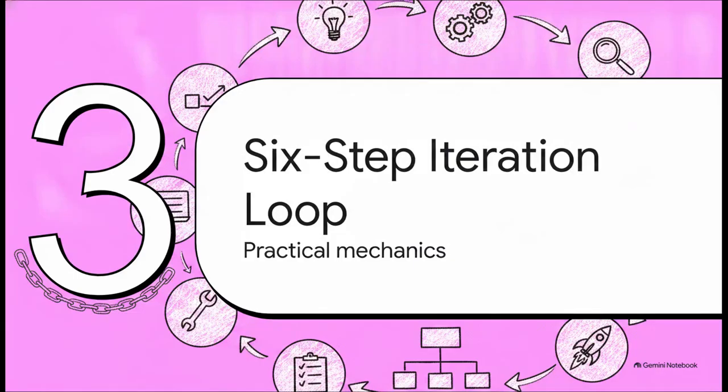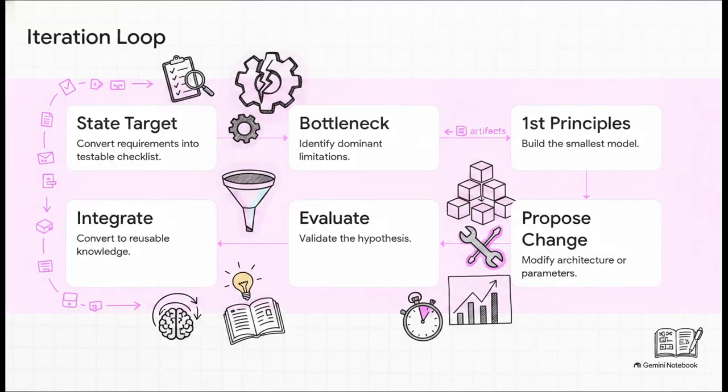Section 3. The 6-step iteration loop. Okay, so what does this actually look like in practice? Let's walk through the micro-level reasoning sequence. Step 1. State the target as a testable checklist. Step 2. Find your dominant bottleneck. Step 3. Build the absolute smallest model that predicts that bottleneck based entirely on first principles. Step 4. Propose a single architectural or parameter change. Step 5. Evaluate and document it. And Step 6. Integrate that feedback into reusable knowledge.